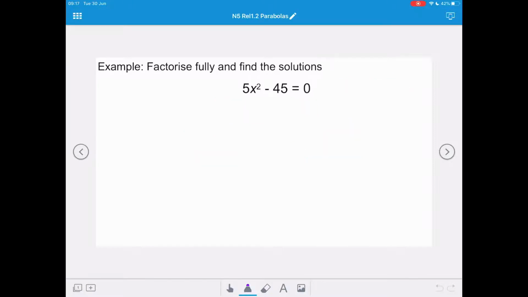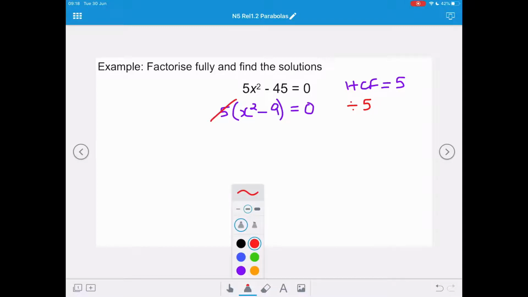So in this example, we want to factorise fully and find the solutions for 5x squared minus 45 equals 0. So again, we're looking for a highest common factor. This time it's 5. So we're going to have 5 upon x squared minus 9 equals 0. Now the next thing we want to do is simplify this, and we can do that by dividing both sides by 5 to eliminate the 5 in front of our bracket, and that leaves us with x squared minus 9, and we can identify this as a difference of two squares.